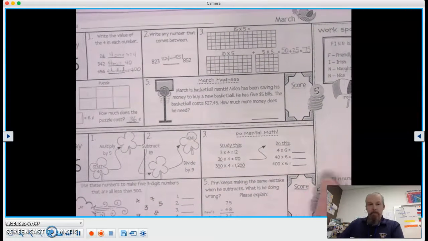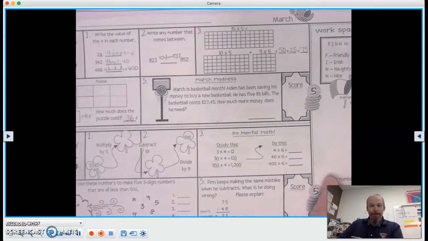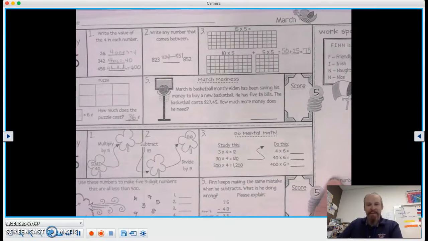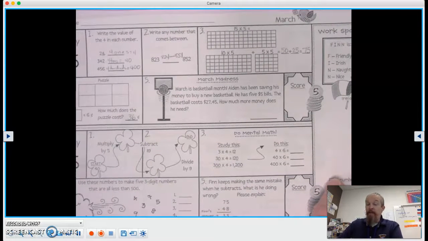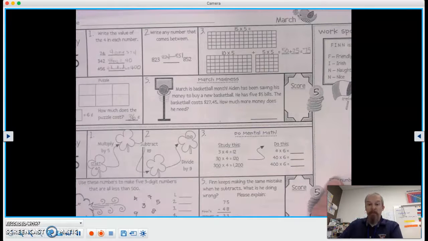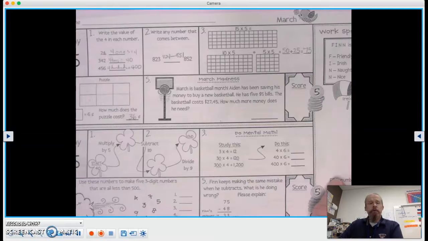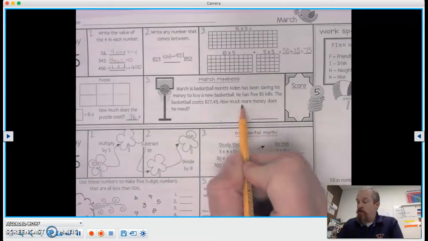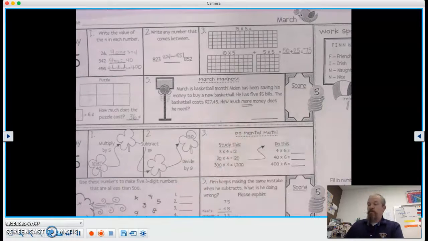All right, here we are. March Madness. March is basketball month. Aiden has been saving his money to buy a new basketball. He has 5 $5 bills. The basketball costs $27.45. How much more money does he need? How much more? So that means he probably doesn't have enough, right?